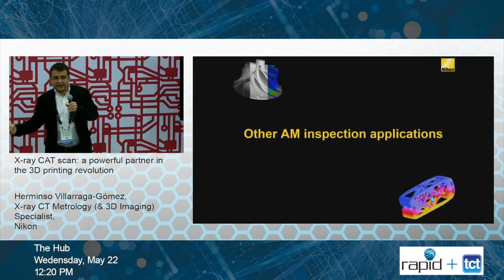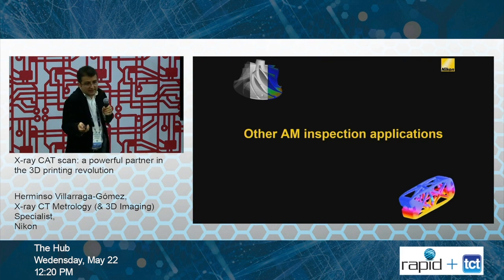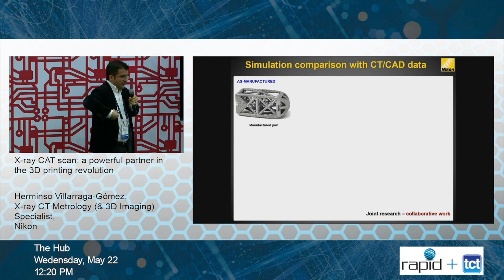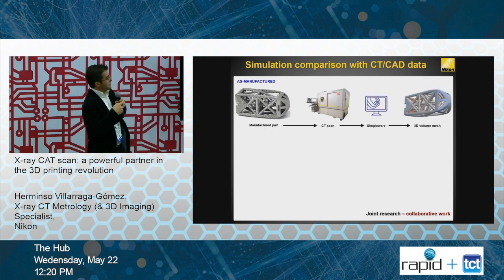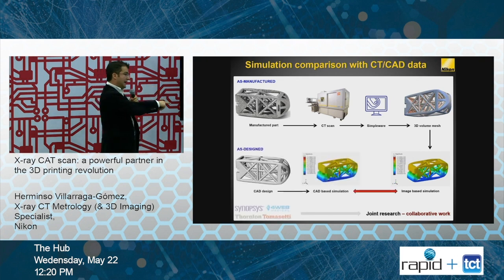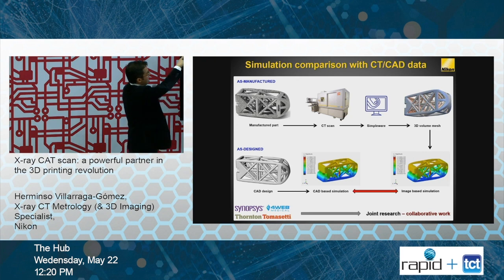There are other applications that you could do with X-ray CT data for additive manufacturing. And I'm going to give some projects here that we do research in collaboration with other institutions. This is a truss bar for the spine, your back spine, from Fort Wayne Metals. So you have the manufactured part, you scan the part, you get the mesh creation of the volume with Simpleware, and then you could do a simulation, applying forces to that data.